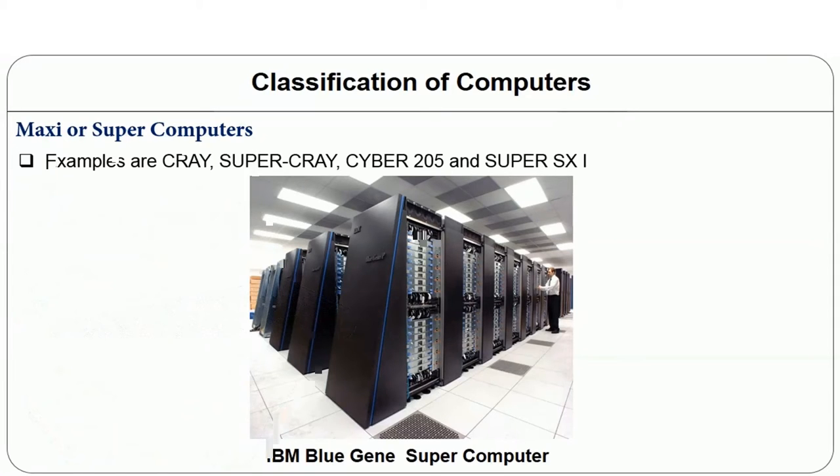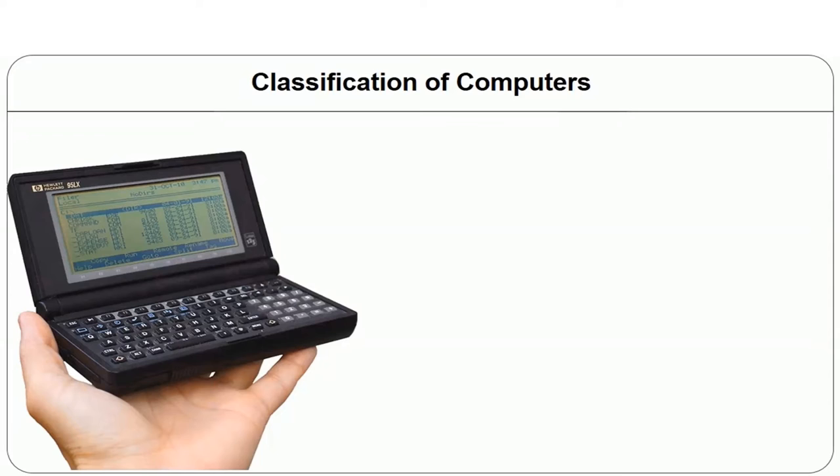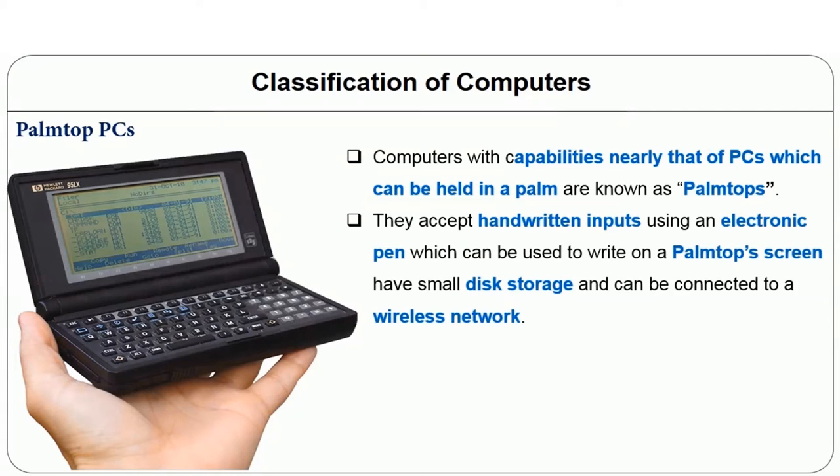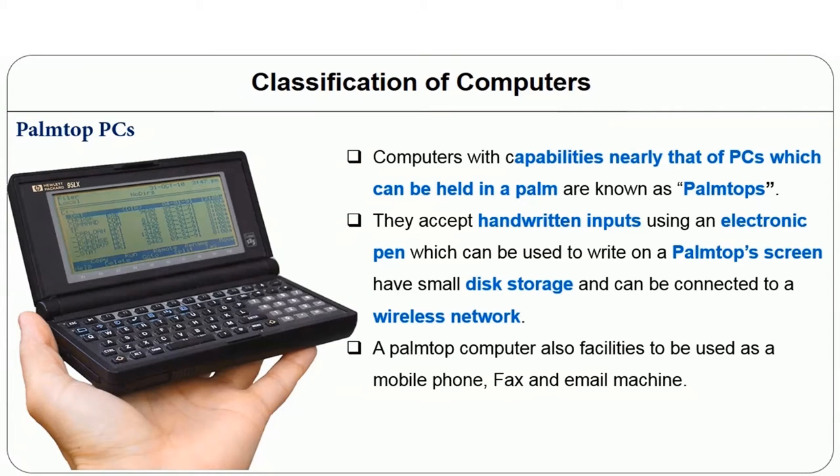SX1. And then the classification of computers as per the mode of use. Palm top PCs. Computers with capabilities nearly that of PCs, which can be held in a palm, are known as palm tops. They accept handwritten inputs using an electric pen, which can be used to write on a palm top screen, besides a tiny keyboard. They have small disk storage and can be connected to a wireless network. A palm top computer has also facilities to be used as a mobile phone, fax, and email machine.